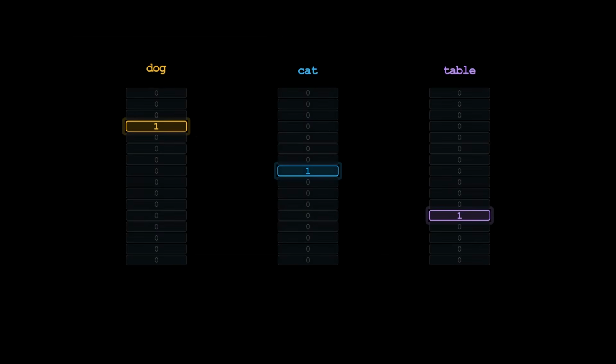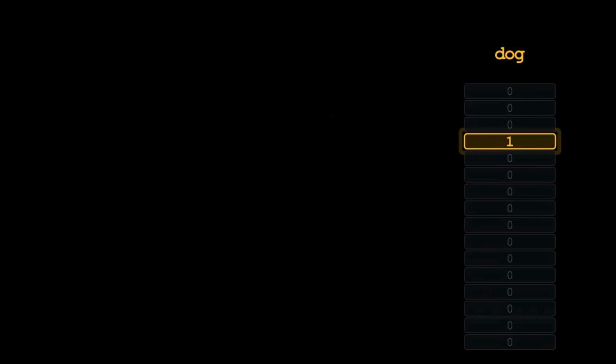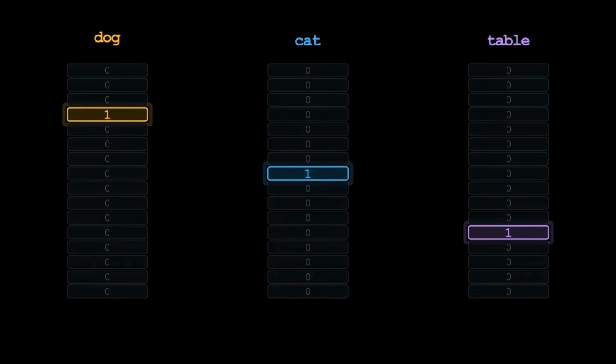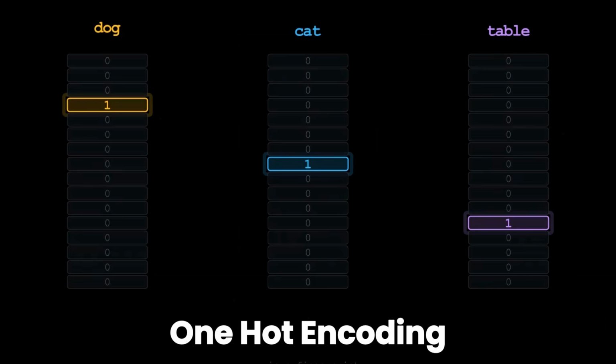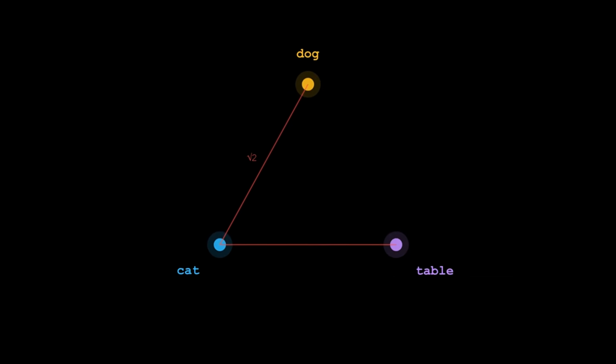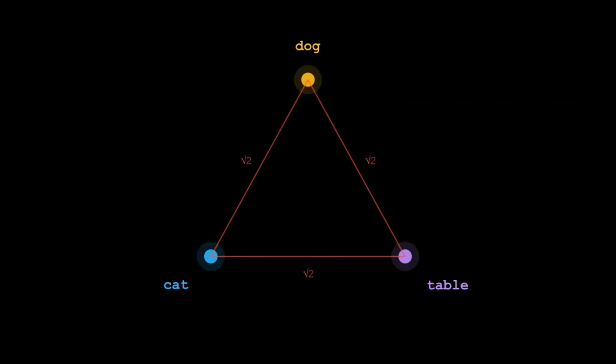Instead of one number, give each word a list of thousands of numbers, all zeros except for one position, which is a 1. This technique is called one-hot encoding. Now, every word has a unique fingerprint, but this creates an entirely different problem, and it's a fatal one.